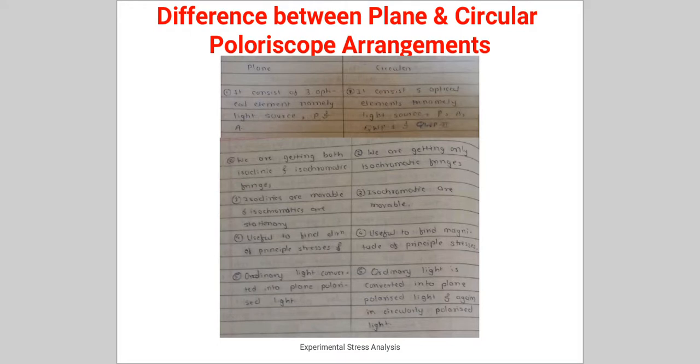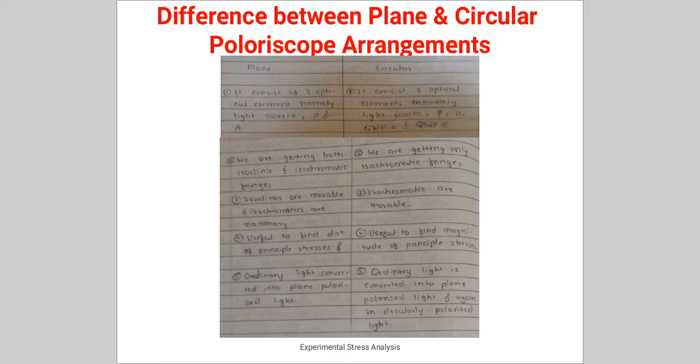So the first difference between the plane polariscope and the circular polariscope arrangement is related to the number of elements used in the arrangement. In the plane polariscope arrangement, only three optical elements are there. That is, first one is a light source, second one is a polarizer, and third one is an analyzer. The photoelastic model is common for both the arrangements, so we will not consider that, only important elements we will consider. Similarly, in the circular polariscope arrangement, in addition to the plane polariscope arrangement, two additional elements are provided, that is, quarter waveplate number 1 and quarter waveplate number 2. Means in the circular polariscope arrangement, a total of 5 optical elements are there. That is, first one is a light source, then polarizer, then quarter waveplate number 1, then quarter waveplate number 2, and last, fifth one is an analyzer.